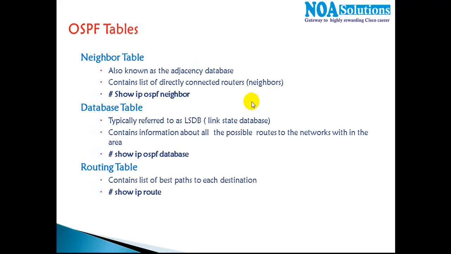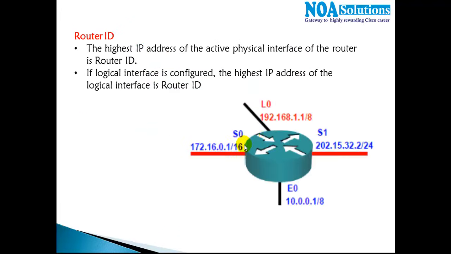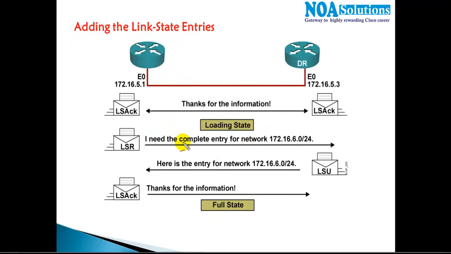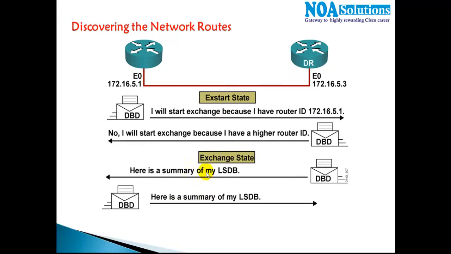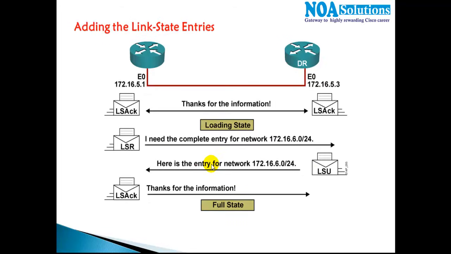Now let's get back to our OSPF stages where we have left. We have seen the 5 stages. The first stages are down stage, initialize stage, and two-way stage, where they form the neighbors and build the neighbor table. And then in the ExStart state, they decide who will start the exchange first. And in the exchange state, they exchange their own databases, that's what we call the link state database. And then now coming back to loading stage.